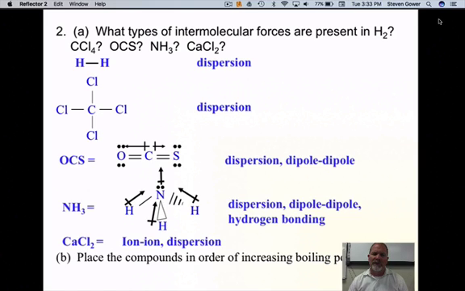So when we look from weakest to strongest, first of all, I look at my two dispersions, H2 and CCl4. Which one's stronger? Well, CCl4 is, because it's going to be heavier. So my hydrogen is my weakest, then my CCl4. Then I'm going to go to my dipole. Then I go to my hydrogen bond, which is ammonia, and then my calcium chloride, which is ionic, and that'd be the strongest.